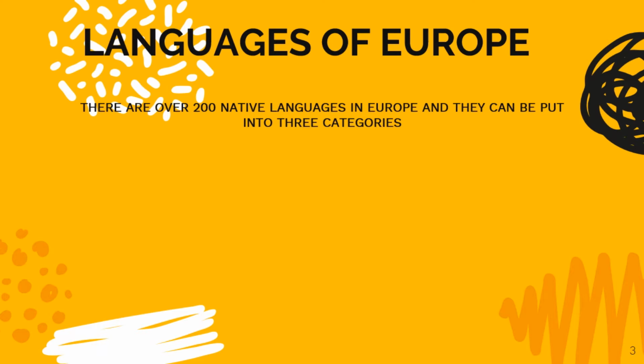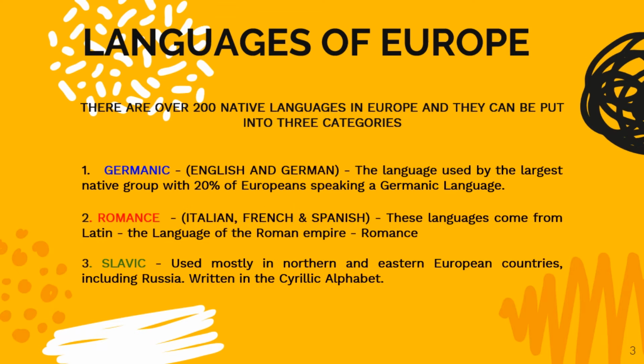The first one would be Germanic, which consists of English and German. This is the language used by the largest native group, with 20% of Europeans speaking a Germanic language. The next one would be Romance, which consists of Italian, French, and Spanish. These languages come from Latin, the language of the Roman Empire, hence the name Romance.